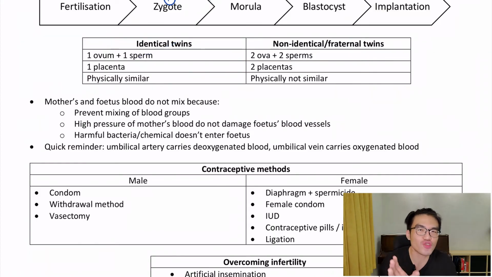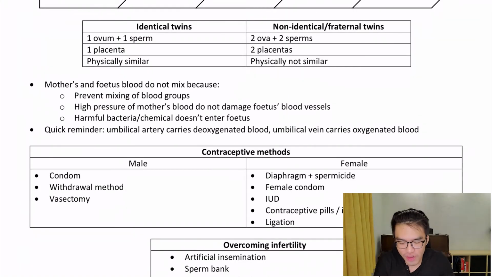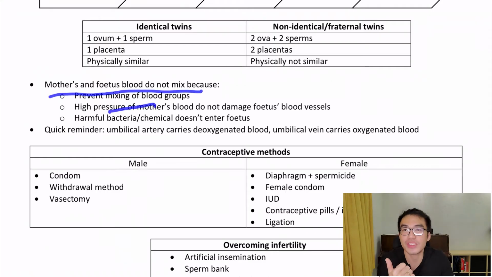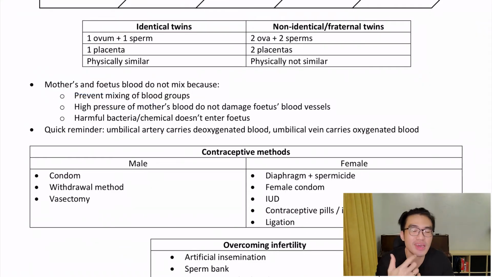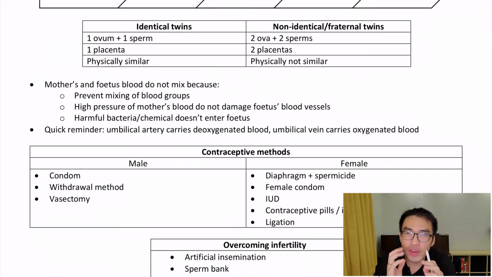Identical twins, for sure they have the same sex, but non-identical twins can be the same or different sex, and they just look different. One more point, very important: mother's and fetus's blood do not mix. Why? Because this is to prevent mixing of blood groups. Okay, mummy's and fetus's blood could be different. They could cause agglutination, which could be a very huge problem.